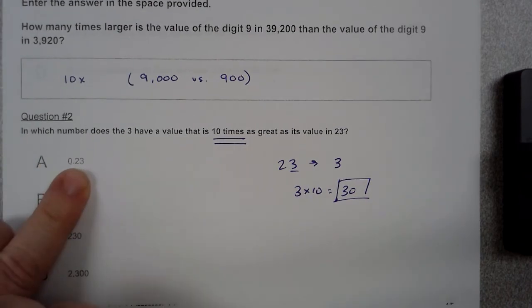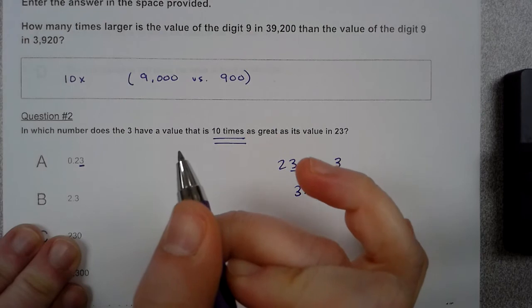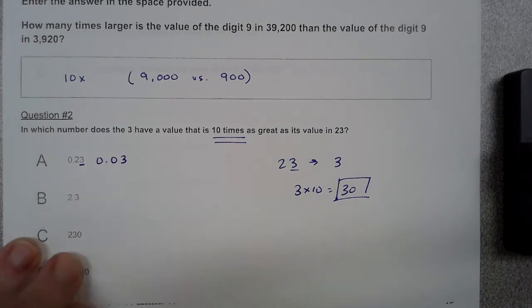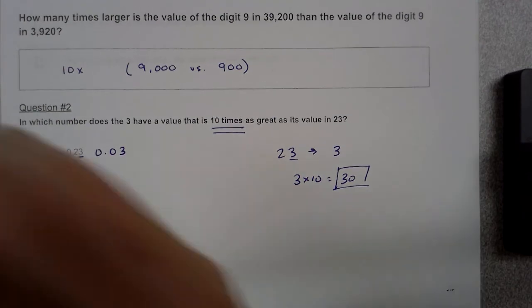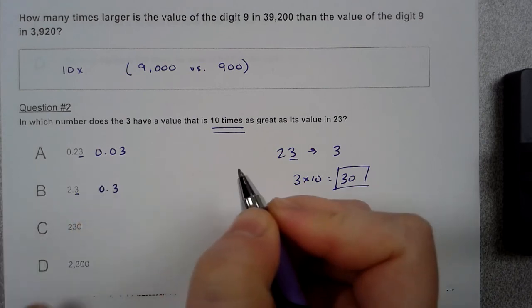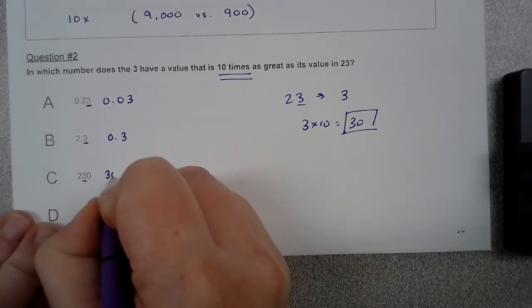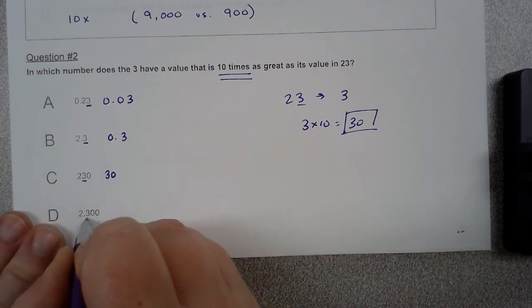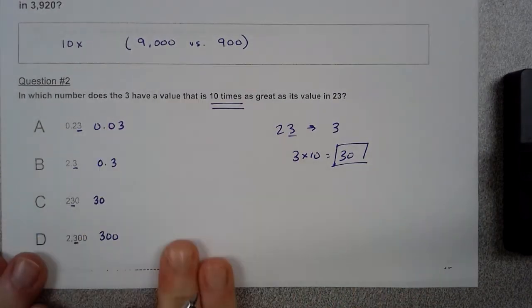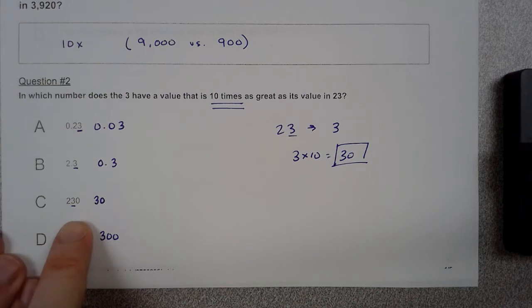Okay. So I have 23 hundredths. The 3 has a part of a value. That means it's worth 3 hundredths. 2 and 3 tenths. That means the 3 has a value of 3 tenths. 230. The 3 is in the tens place, so that means it has a value of 30. 2,300 means the 3 has a value of 300. So which one, okay, of these numbers does the 3 have a value of 30? And we can see it's right here.